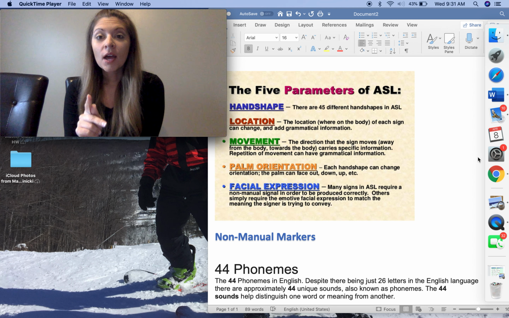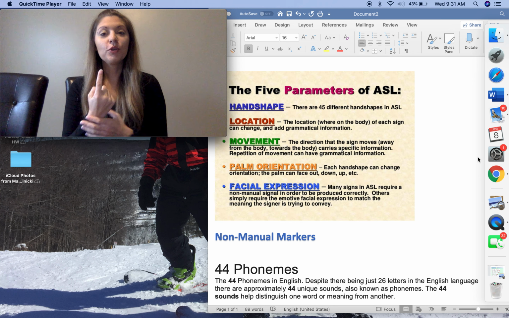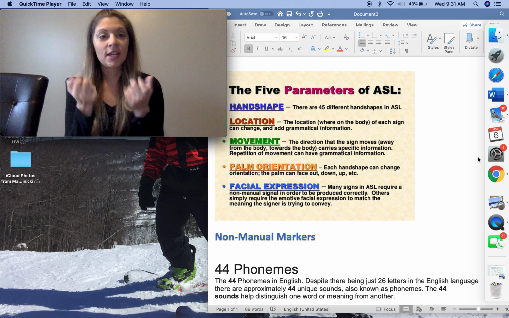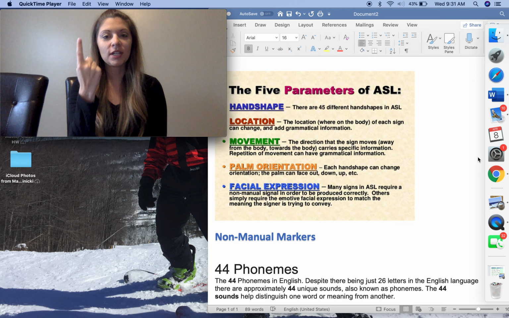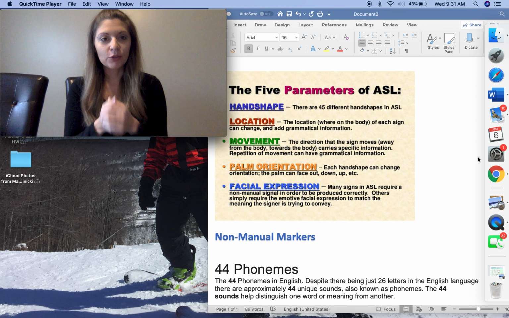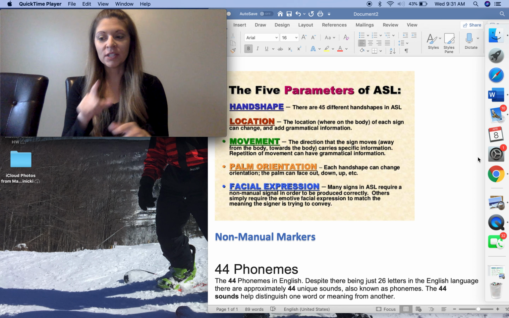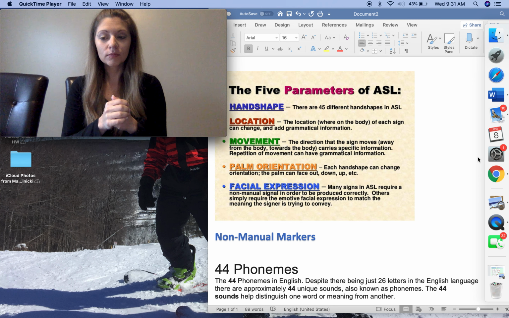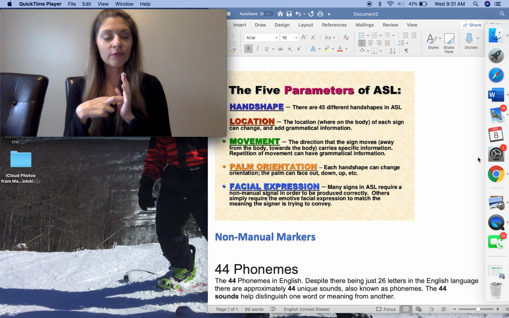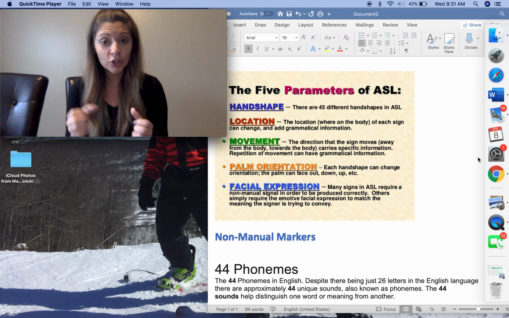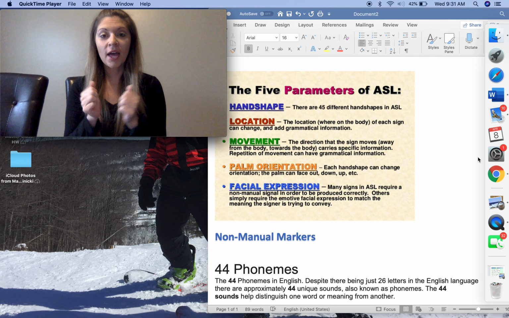So, first, before you even start using your hands, you need to understand that there is a foundation of language that is very, very real. It's considered a world language, and it meets all of the requirements of the definition of language. So we're going to just start with that.